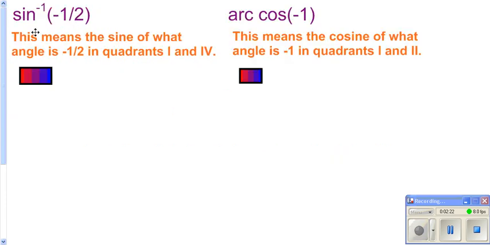So you want to think, okay, sine inverse of negative 1/2. That means the sine of what angle is equal to negative 1/2. Remember, sine inverse is defined in quadrants 1 and 4. And remember, if you're in quadrant 4, you've got to rotate down from x being 0. So when is sine equal to negative 1/2? That's at negative pi over 6.